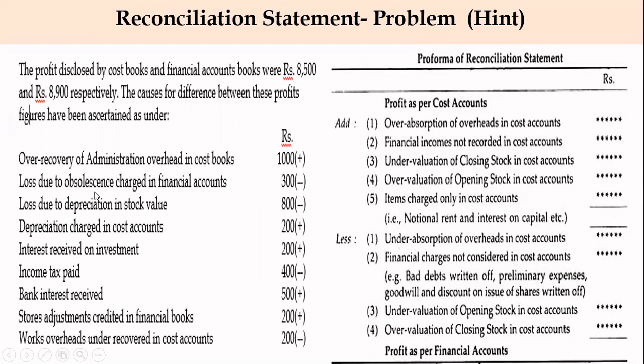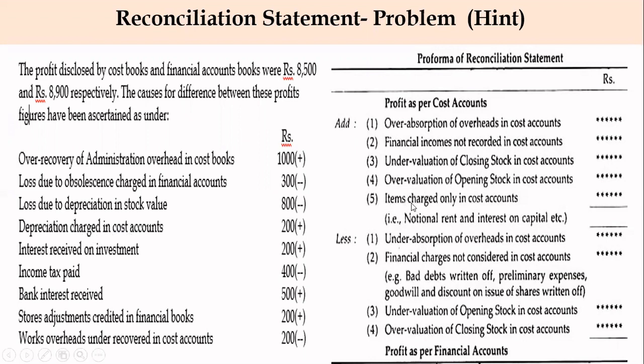Loss due to obsolescence: any losses, any expenses, any charges, anything which is debited in financial account is to be deducted. That is, 300 will be deducted in this format. Loss due to depreciation, again it is a loss, you have to deduct it. Depreciation charged, again it is an expense, you have to deduct it. Depreciation charged in cost account, but not in financial account. It's not in financial account, it's in cost account. So it comes under this fifth item.